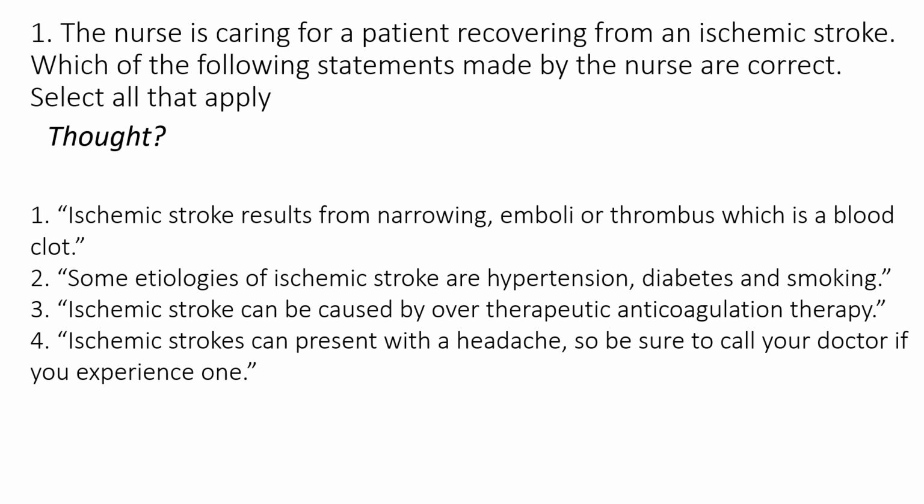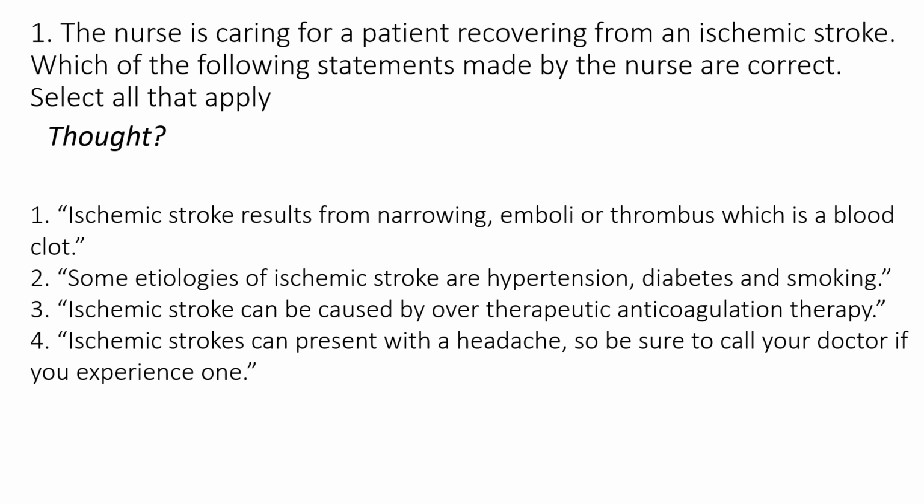Number 1 is true. Ischemic strokes are the result of narrowing emboli or thrombus, which obstructs blood flow to the brain. Number 2 is true. Some of the causes of blockage are narrowing from hypertension, thickening of blood, which obstructs in diabetes, and then smoking, which promotes vasoconstriction. Number 3 is false. Ischemic stroke is not caused by too much blood thinning medication. That would be the hemorrhagic stroke, because hemorrhagic strokes are bleeds in the brain.